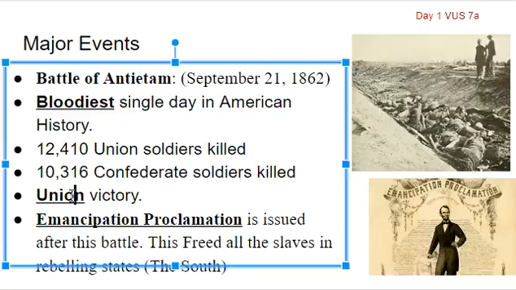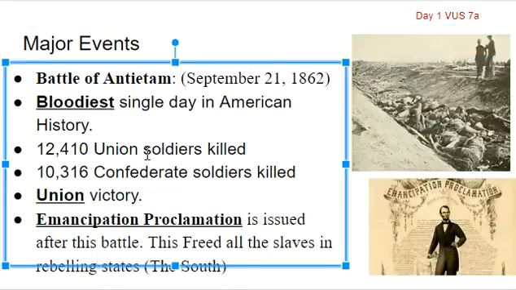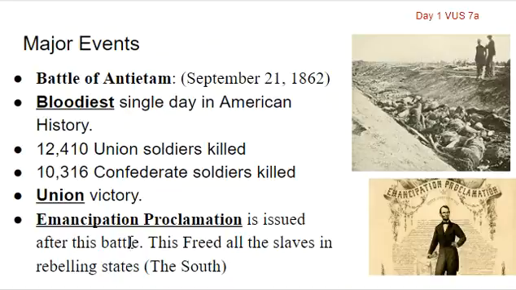The Union did win this victory, and after this battle, President Lincoln gave the Emancipation Proclamation. What this did is free all the slaves in rebelling states. The rebelling states are the people they're fighting against, and that's the South. So a war is one big, long fight, but battles are just one day. A war is the whole entire thing.